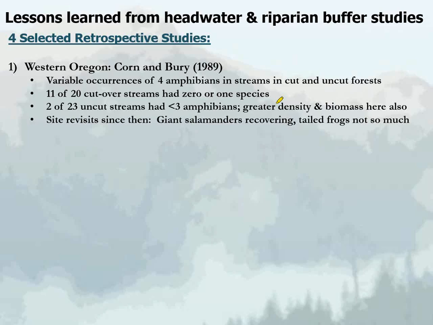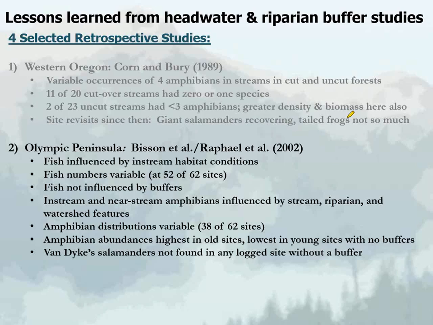I talked just last week to Bruce Bury. He and I were at a seminar, and I caught him in the hallway, and he's gone back to these streams several times since 1989. During those site revisits, he does believe that the giant salamanders, the Dicamptodon, are recovering in those streams, but the tailed frogs are not recovering very well. So there's a long-term signature of those harvests. At that time, there were no buffers put out with the timber harvest.